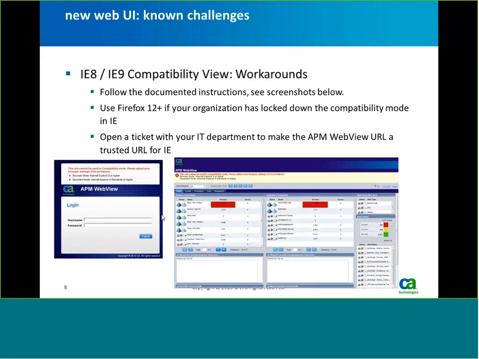From a known challenges perspective, if you are using IE8 and IE9, some IT shops seem to have a setting where anything that's not considered a trusted website will pop up with this message alert. What it does is bring your IE mode into IE7, so some of the content will not render properly, such as images and everything else. This is a known limitation with IE, and there's documentation around this. Ultimately, you need to change your browser mode to an IE8 or IE9 compatibility view, and it documents how to do so. The other option is to have your IT department make the APM WebView URL in your environment a trusted URL, and that should get around this issue.